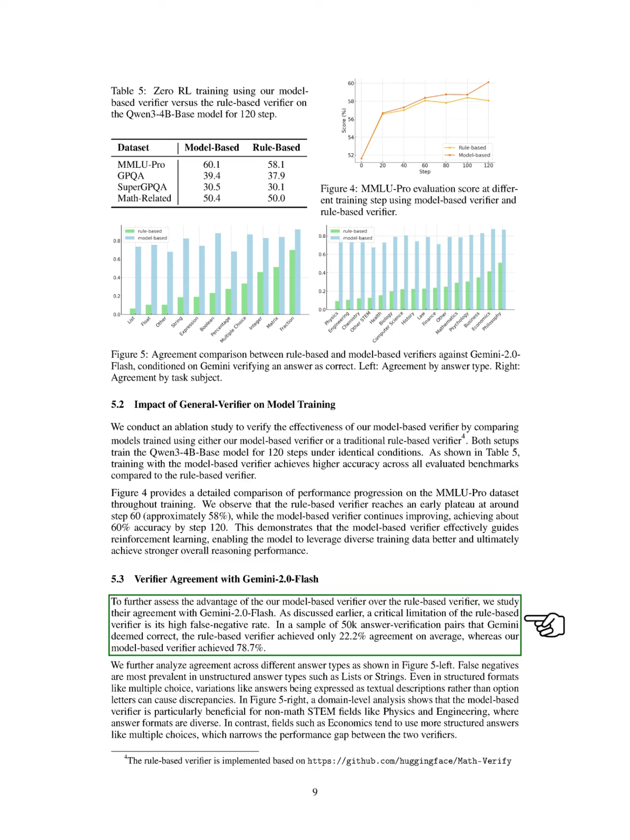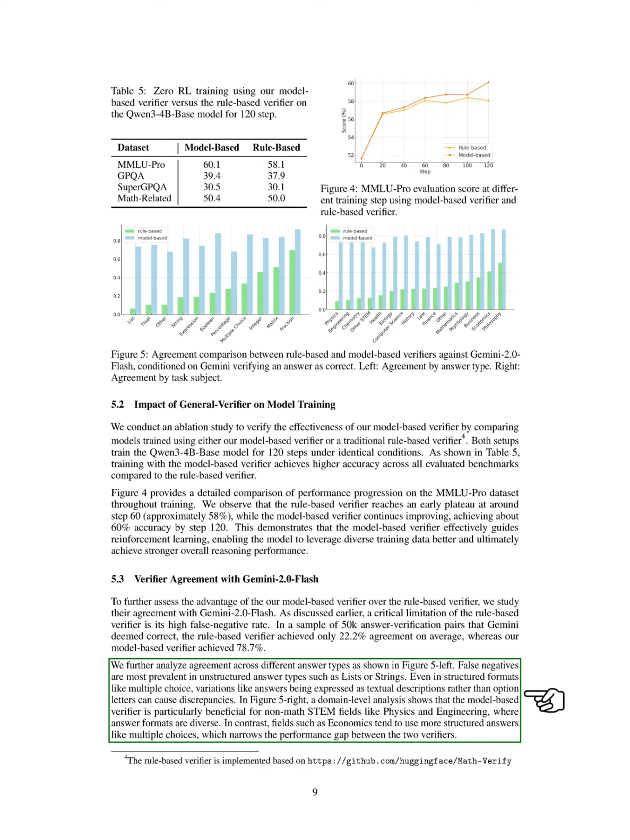Lastly, we assess the agreement of our model-based verifier with Gemini 2.0 Flash. We found that the rule-based verifier has a high false negative rate, achieving only 22.2% agreement on average with 50,000 answer verification pairs deemed correct by Gemini, while our model-based verifier reached 78.7%.